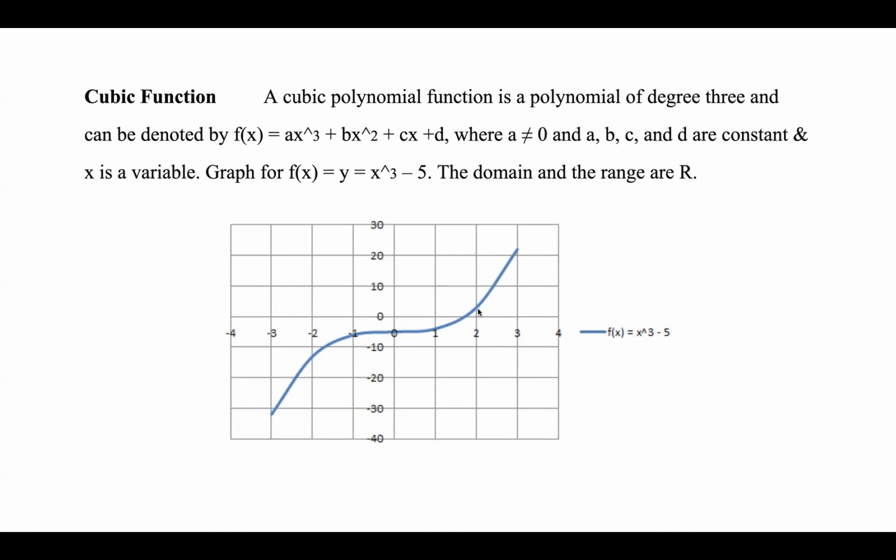And what is the last one? Consider 3 cube minus 5. What is 3 cube? 27. 27 minus 5 is equal to 22, and 22 is somewhere here. Okay, so when x is 3, y equal to f of x equals 22. So the graph comes like this.